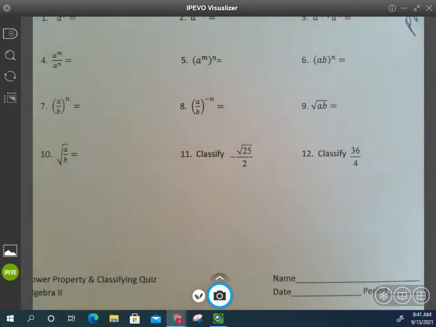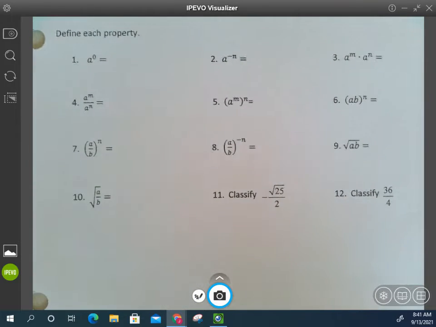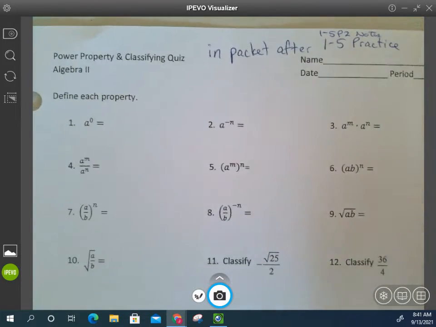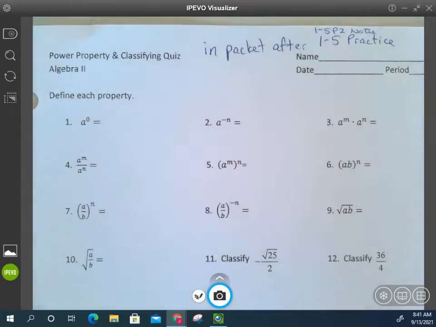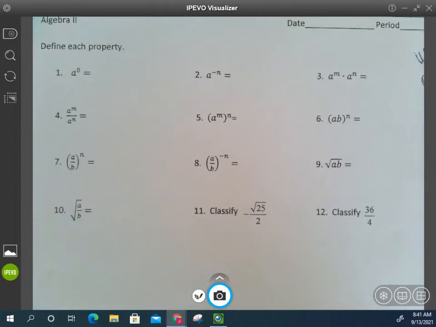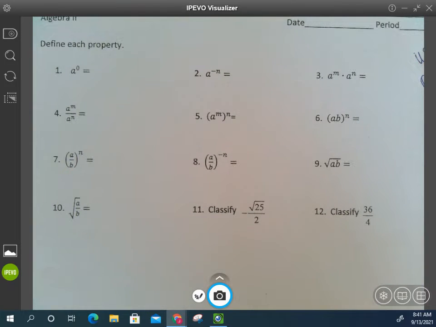Okay, we took a couple minutes and we did a practice test. So if you don't have this paper in your packet, I had a couple notes on there. It's a property quiz. It's after 1.5 part 2 or 1.5 practice. We're using this as a practice quiz. So if you don't have it, you can pause the screen right now, write this down, and try it yourself as a practice quiz. We're going to take the time and go over it.